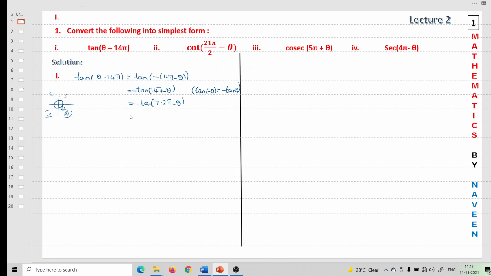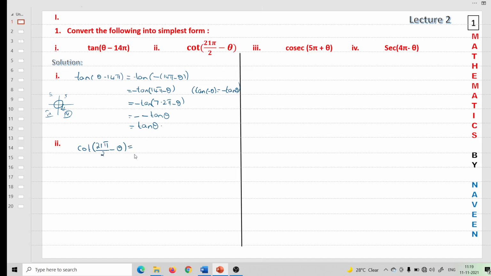So minus tan of, sorry, minus is already there. So tan of 2 pi minus theta means minus tan theta, right? So minus into minus is plus. Simply we can write it as tan theta. So tan of theta minus 14 pi is converted into simplest form as tan theta. Clear? Next, second problem. Cot of 21 pi by 2 minus theta.